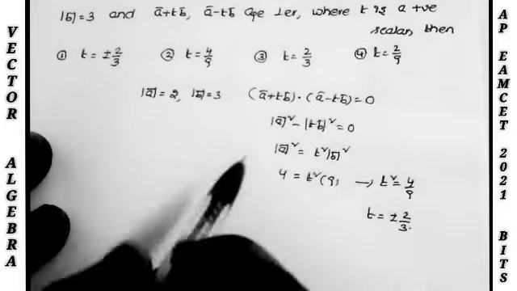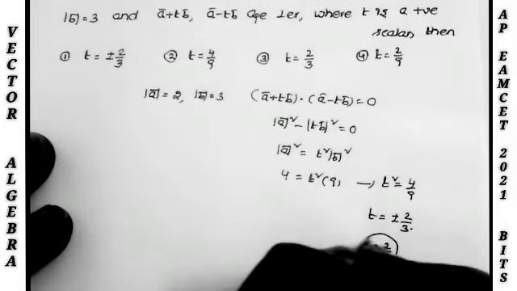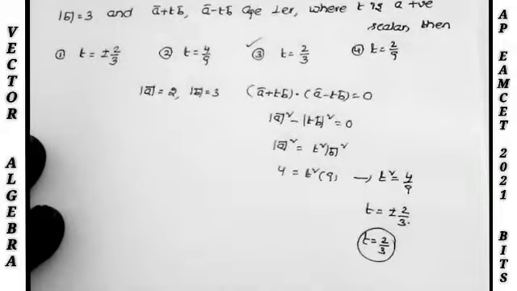But what is given here? t is the positive scalar. t is the positive scalar means you have to take the value t is equal to 2 by 3 only, and that is nothing but the third option. That's all. Okay, see the next one.